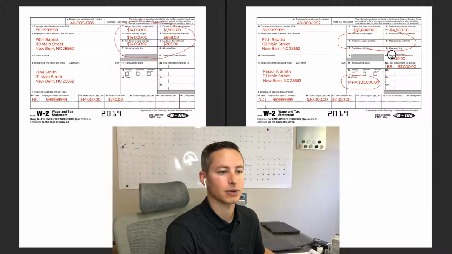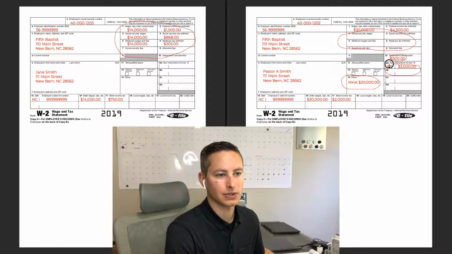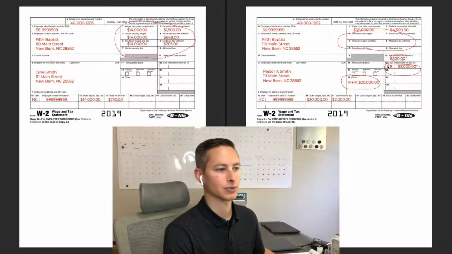He also has dependent care benefits, where the organization provided care for his children so that both he and his spouse could work. You won't see this too often in a church, but in a missions organization where you might have attended a conference during the year and put your children in childcare, that will show up on your W-2. Our pastor also has $3,000 of retirement income here on his W-2.